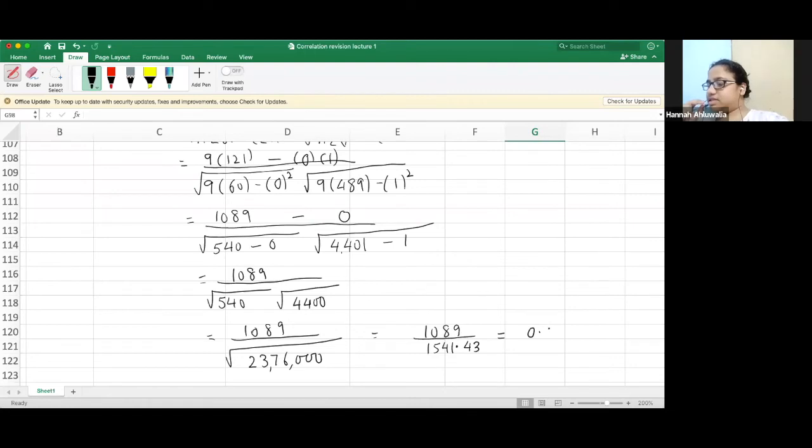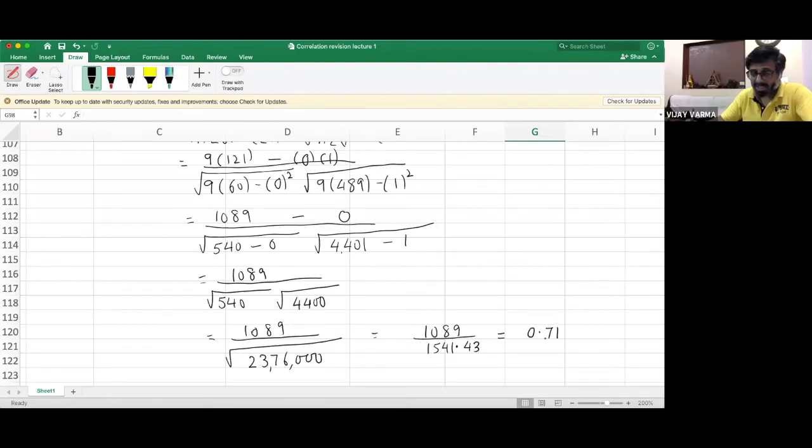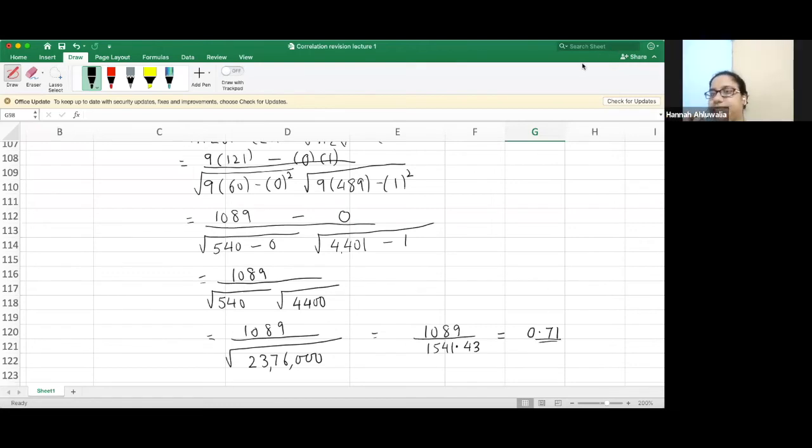Then it is 0.7065. So we'll make it 0.71. Okay. Very good.